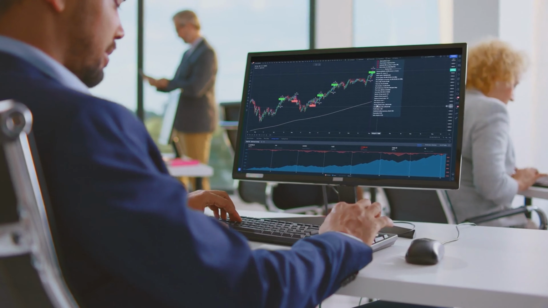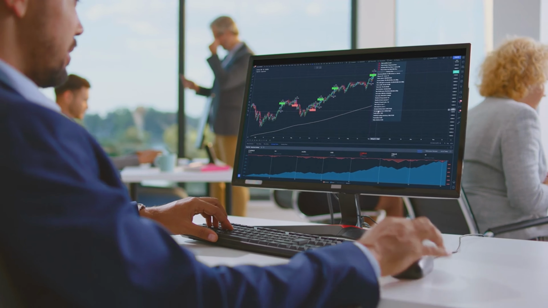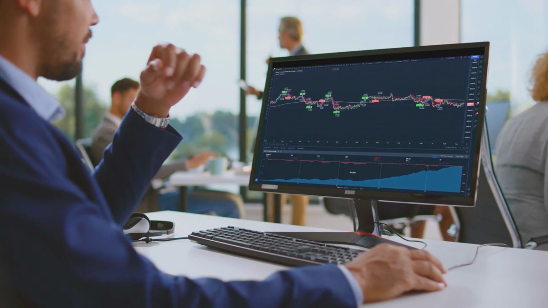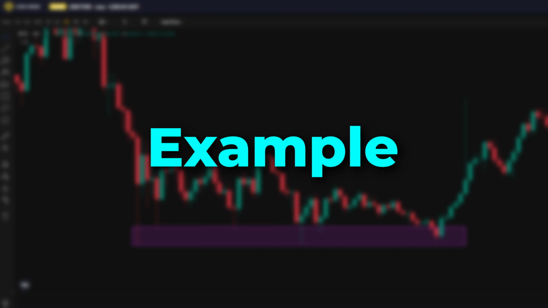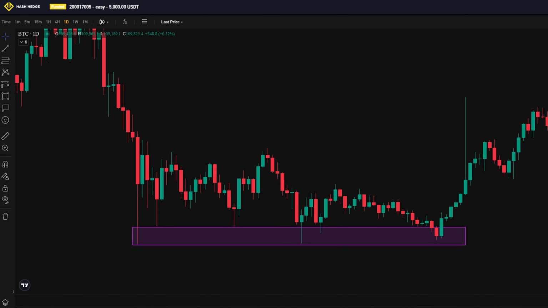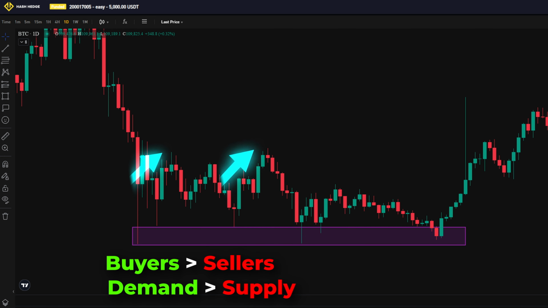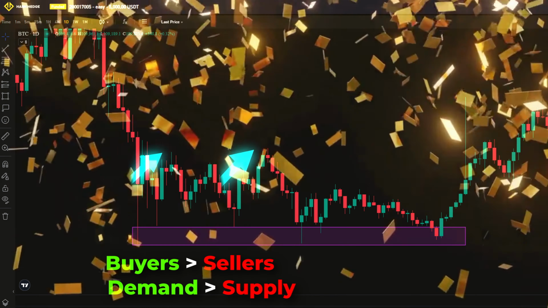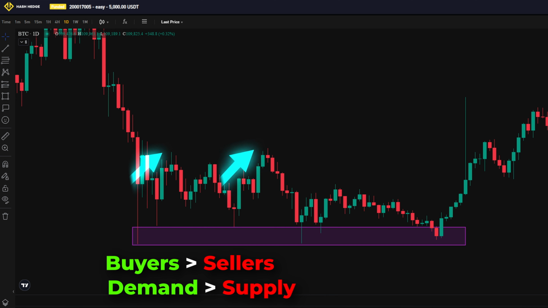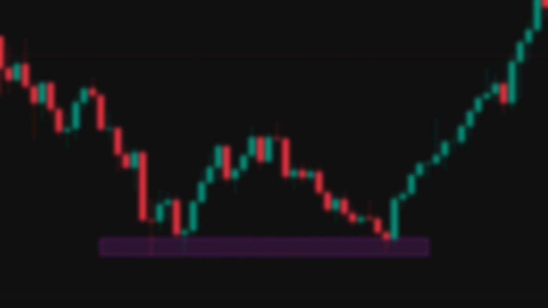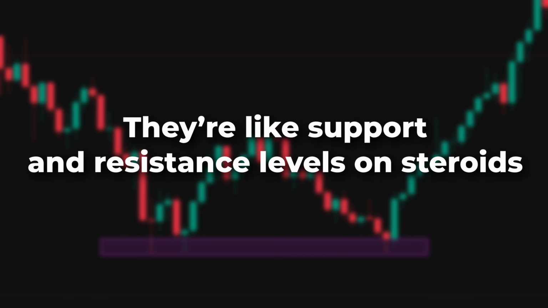The problem is, most retail traders don't even notice the manipulation smart money use every day to profit off of us. Let's break it down with a real example. Check out the daily BTC chart. The price hits a level, bounces, and rockets upward. That's a neon sign screaming that demand is crushing supply in this zone. Mark that spot because it's gold. When the price swings back to this level, savvy traders can jump in for a high probability entry. This is how you cash in on demand and supply zones. They're like support and resistance levels on steroids.